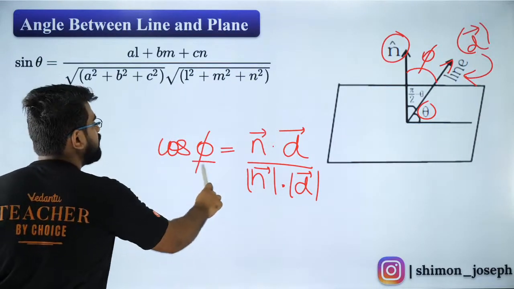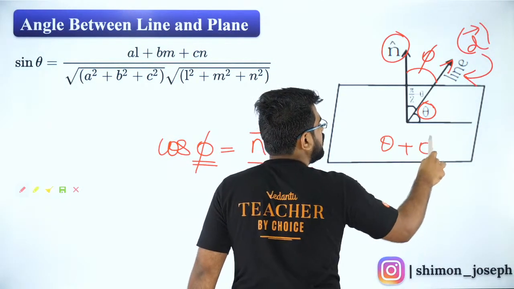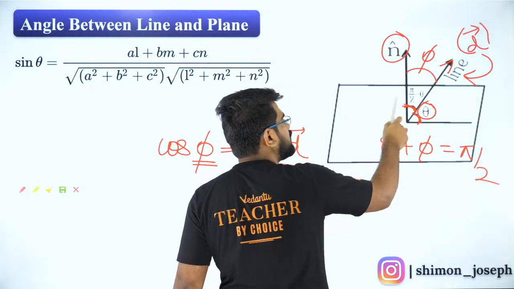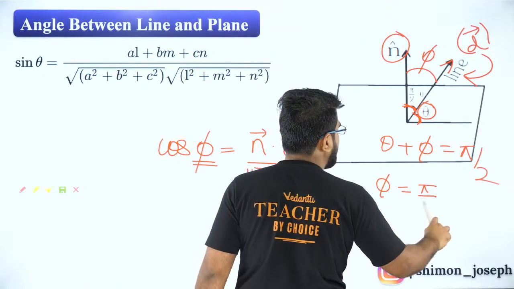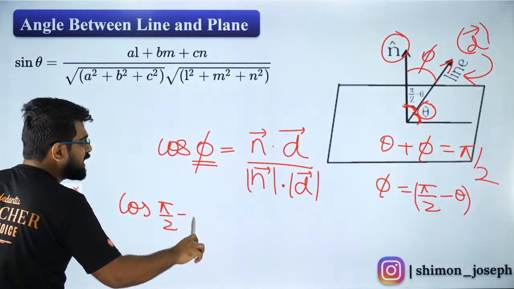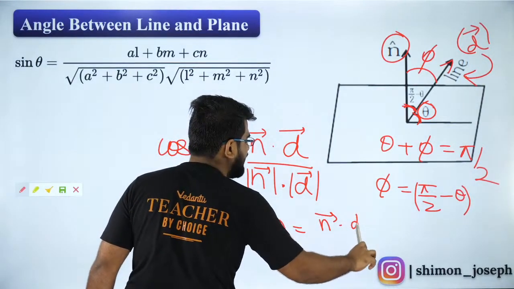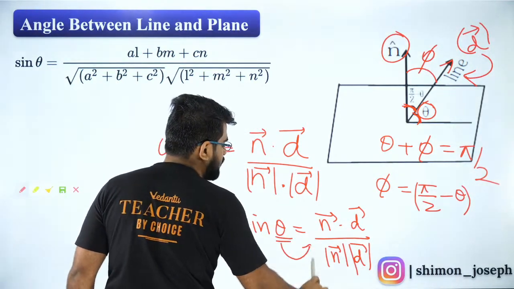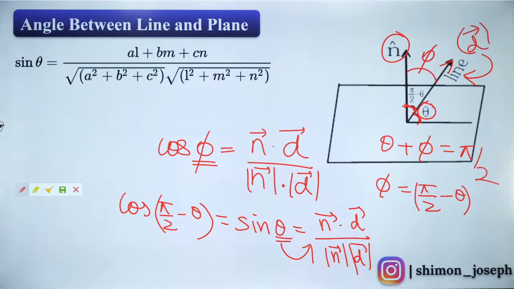But now this is phi, it is not theta, and I want theta. The relation between theta and phi is that if you add both of them, it is pi by 2, because this is phi, this is theta. If you sum up both of them, it will be 90 degrees. So can I say phi is equal to pi by 2 minus theta? So that is what I'll do here. Cos of pi by 2 minus theta, because I am interested in theta, will be sin theta. Now sin theta is equal to n vector dot d vector by modulus of n vector times modulus of d vector. Now I'll get theta. So that is my answer. Did you all like it? Did you all get it now? So shall I move forward?